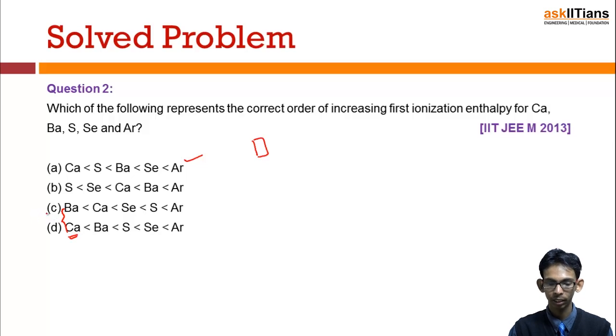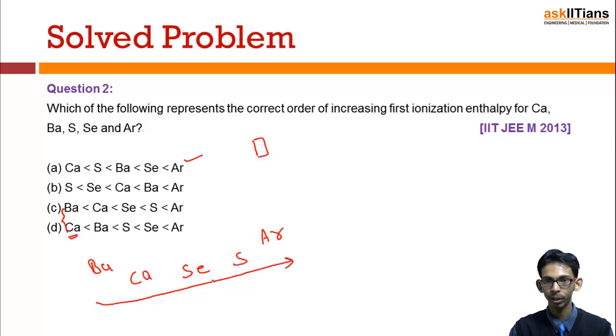this is actually the order of elements in the periodic table. Barium is on the extreme left, followed by calcium somewhere here, then we see scandium, then sulfur, and then argon is on this side. So this is the order in which these elements are arranged in the periodic table. And we know that along the period, ionization enthalpy increases because of the decrease in size. So the correct order would be like this. It would be C.